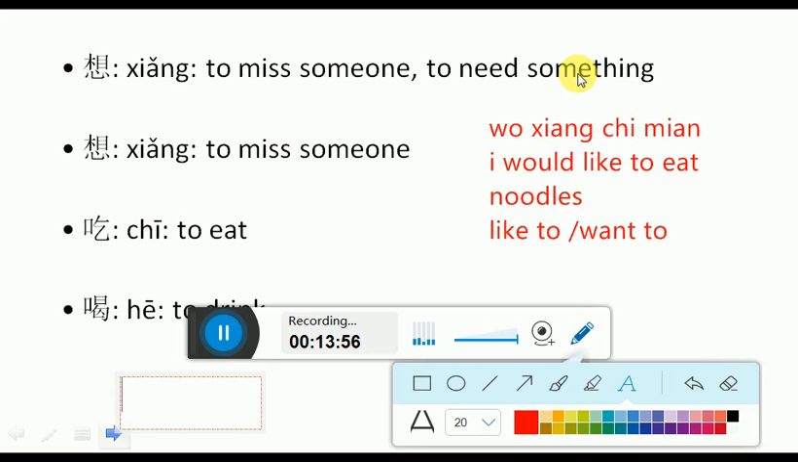想 is also used with 不 to negate something. 不想. Subject plus 不 plus 想 plus verb plus object. 他们不想出去.